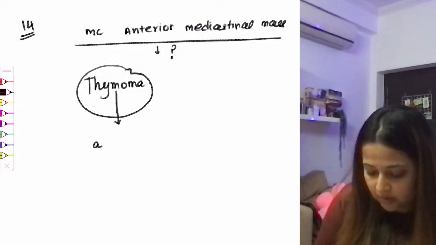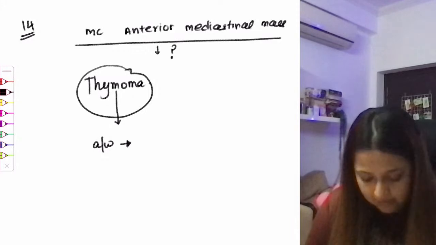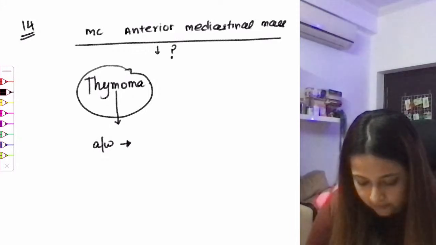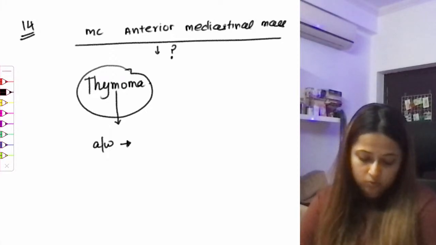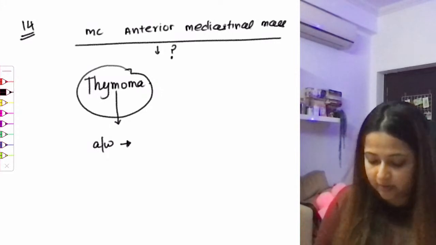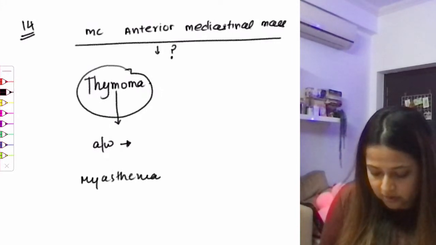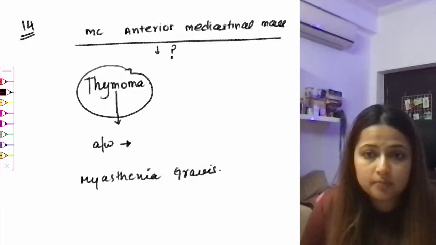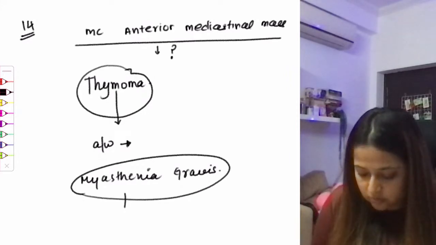Thymoma is associated with a paraneoplastic syndrome. What is that? Which paraneoplastic syndrome is associated with thymoma? Excellent, Gurjeet. The answer is myasthenia gravis. Okay. Now, next question.